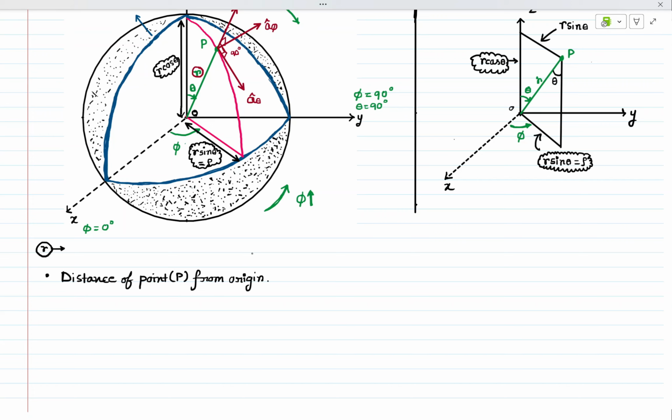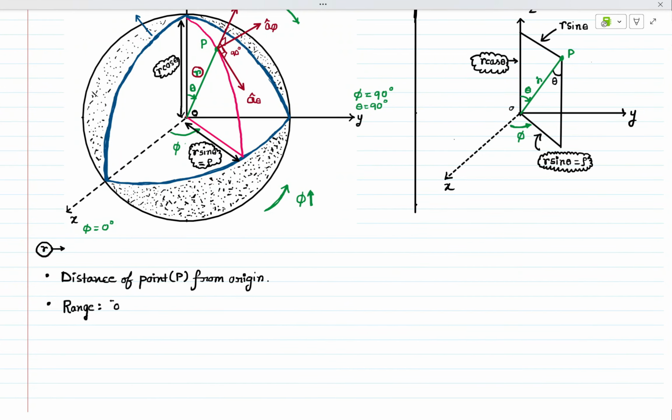Distance of point P from origin. Okay. Now, what is the range of this R? The range of this R is starting from the origin. That's why that is the 0.